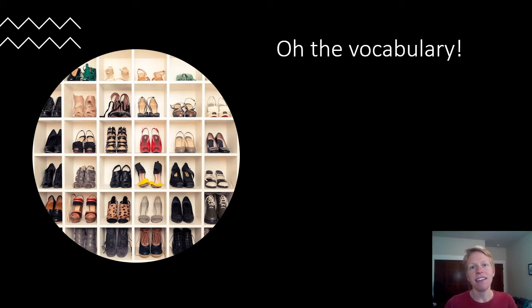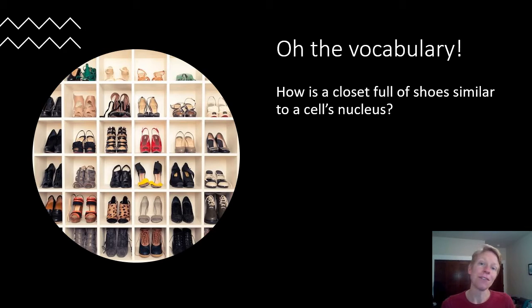I often find it helpful to compare a closet full of shoes to the nucleus of our cells, and you'll see why in just a second. So imagine this is your closet, and maybe yours isn't quite so organized, but we're going to take this perfect scenario where you have your shoes very, very well organized.